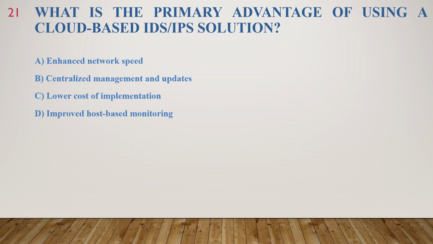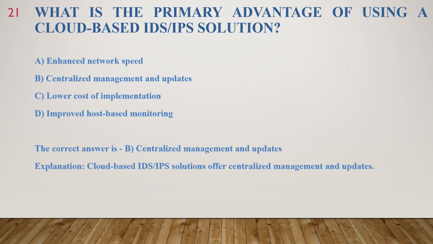Question number 21. What is the primary advantage of using a cloud-based IDS/IPS solution? A. Enhanced network speed. B. Centralized management and updates. C. Lower cost of implementation. D. Improved host-based monitoring. The primary advantage of using a cloud-based IDS/IPS solution is B. Centralized management and updates. Here's why the other options aren't quite as accurate.